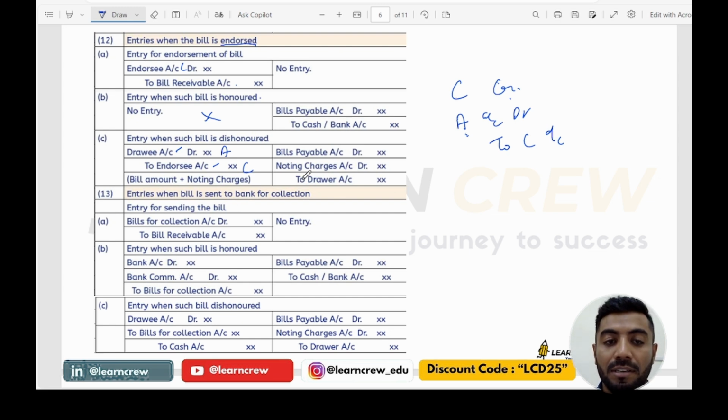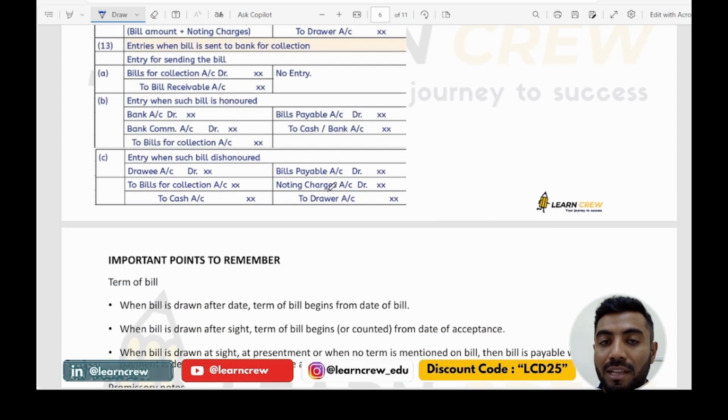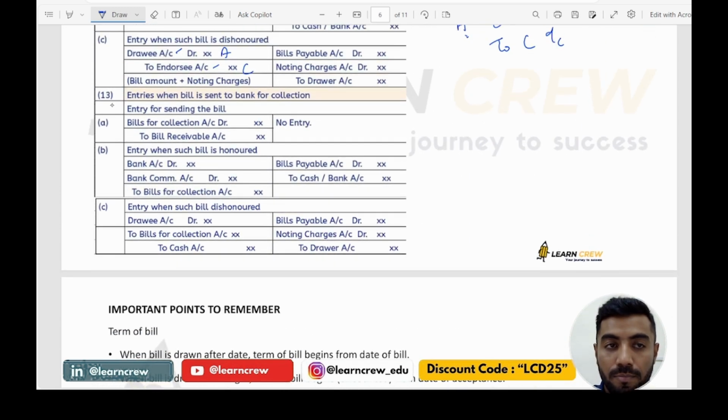Then coming to entries when a bill is sent to the bank for collection. Sometimes you send the bill to the bank for collection. When you send it for collection, it is not getting discounted. That is a different topic. When you send the bill for collection, it is bills sent for collection account debit to bills receivable account. This is the entry. When the same is honored, again, this is not discounting.